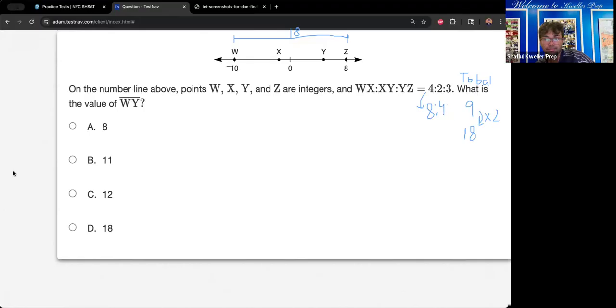Oh, I did that wrong. It should go down here. So 8, 2 times 2 is 4, and then 6. And this means this is wx, xy, and yz. So what is the length of wy? Wy is just wx plus xy. So 8 plus 4, which is 12. So the answer should just be C.